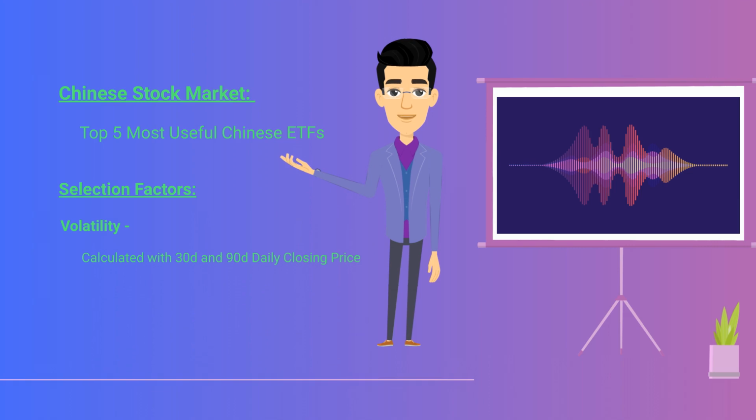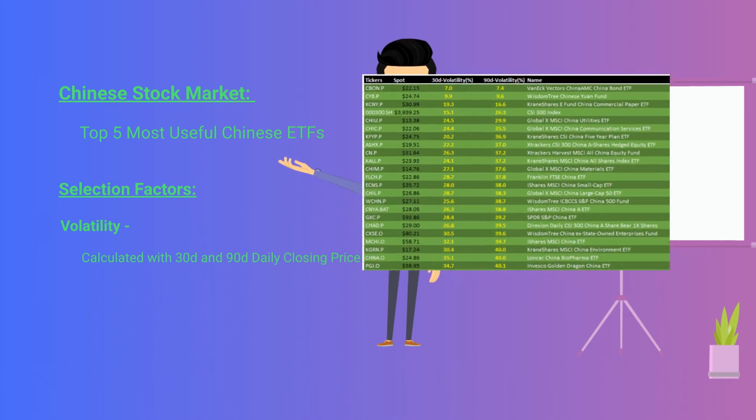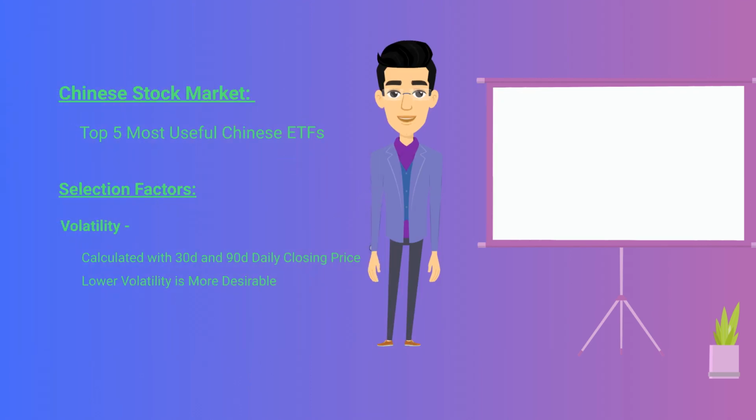Volatility is calculated using the standard deviation of daily closing price. This table shows the volatility of the research universe. Obviously, we typically want a lower volatility in our investment so we can sleep better at night.